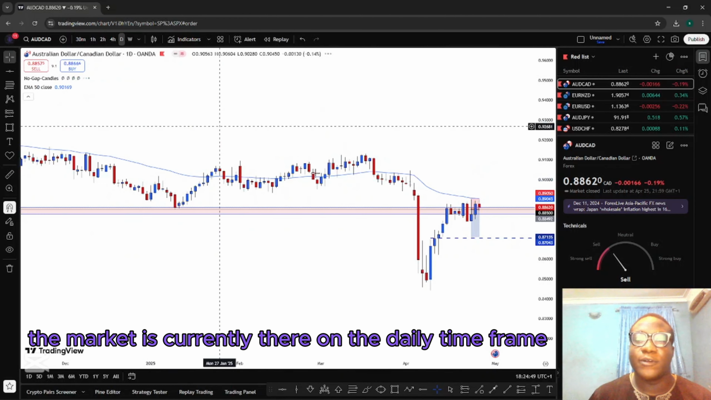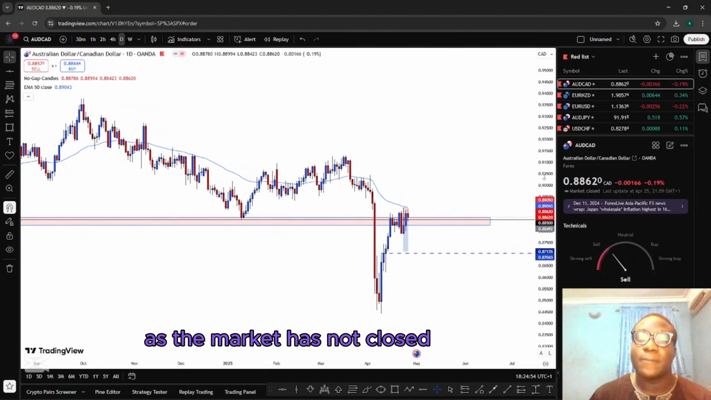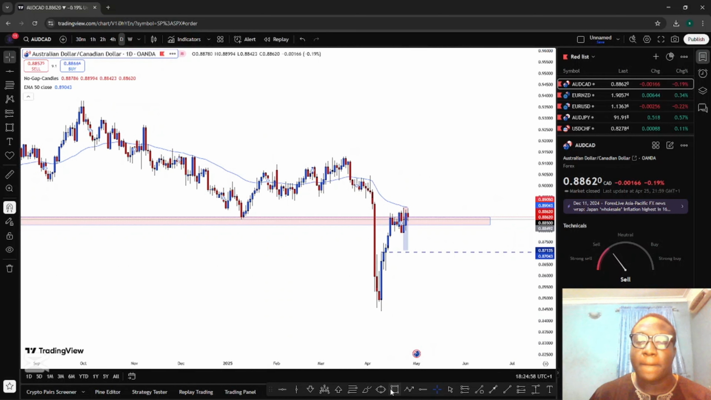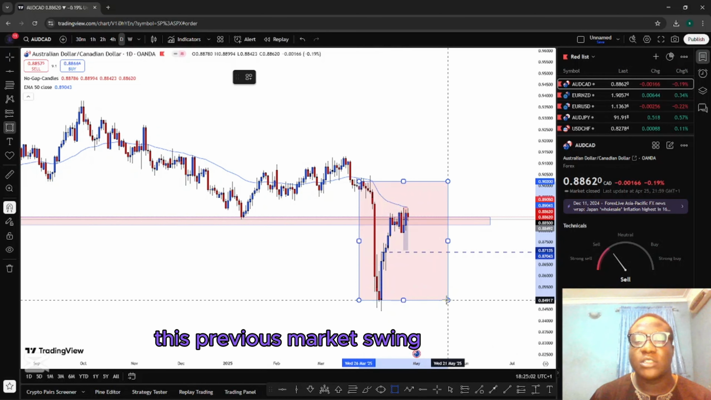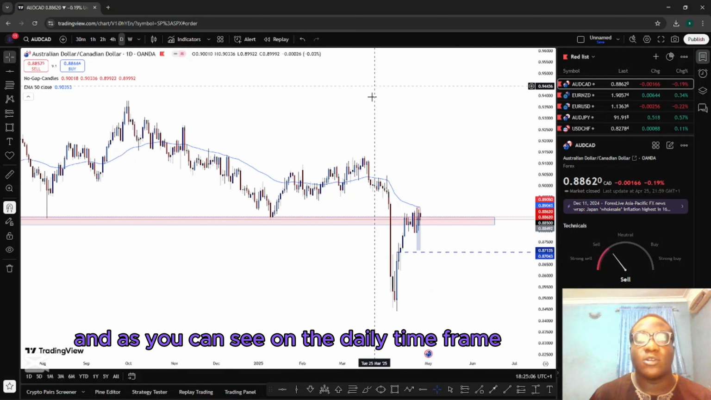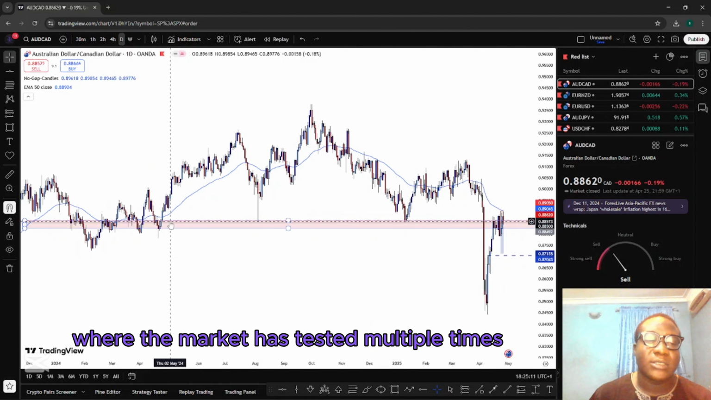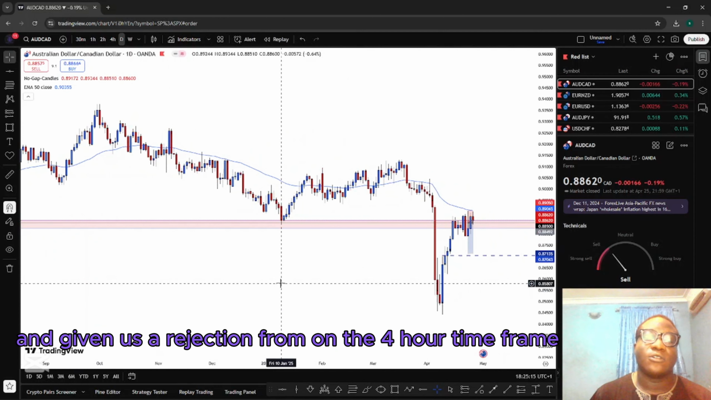On the daily time frame, you can see that the market is currently bearish as the market has not closed above or below this previous market swing. And as you can see on the daily time frame, we also have this area of interest where the market has tested multiple times and given us a rejection from.